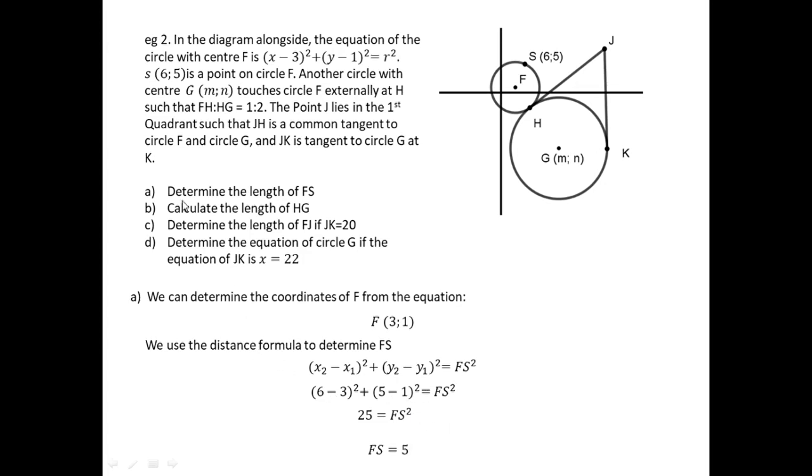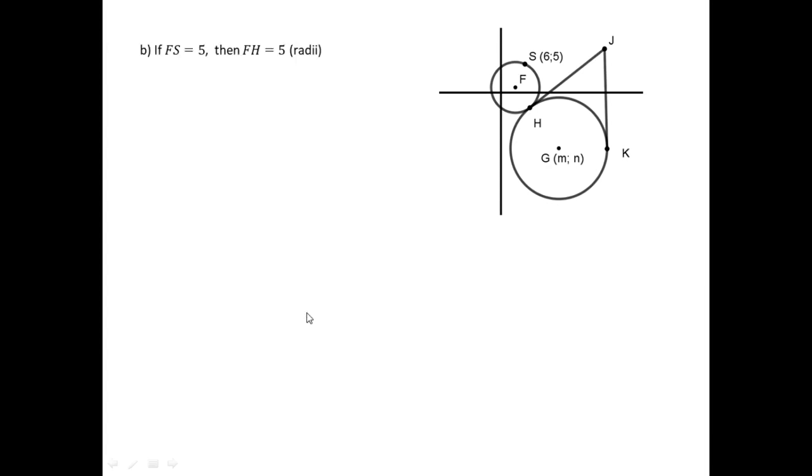So next up, question B, we have to calculate the length of HG. Oh, there's the little red box to say that that is an official answer. Right, question B. We need to work out the length of HG. Well, we've just worked out that FS is 5. So that means FH is also 5 because they are both radii of the same circle. In the question, it says the ratio of this to that is 1:2. So it must mean that HG is 10.